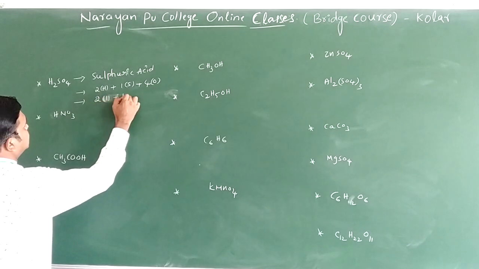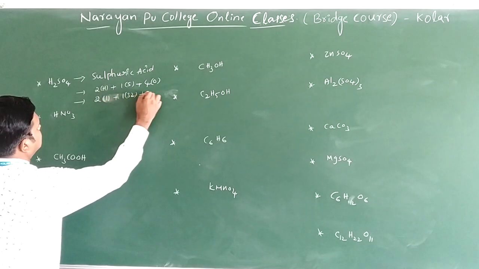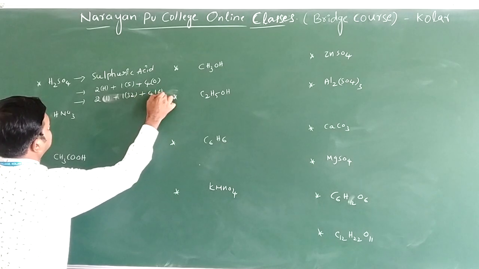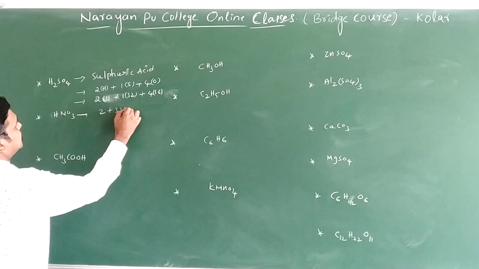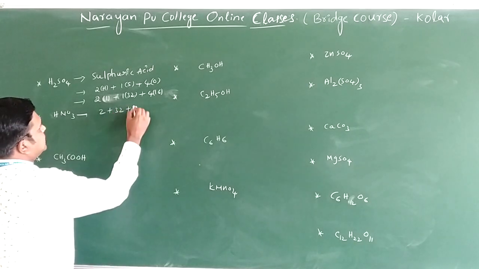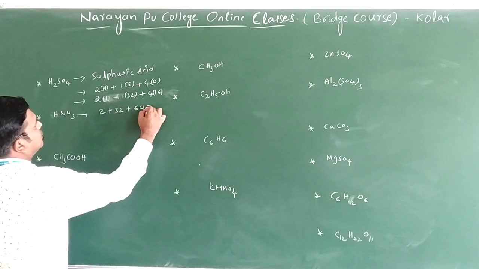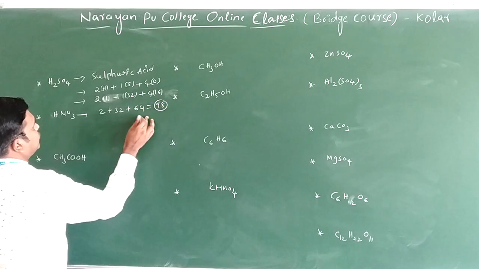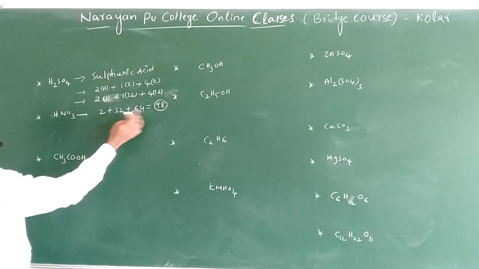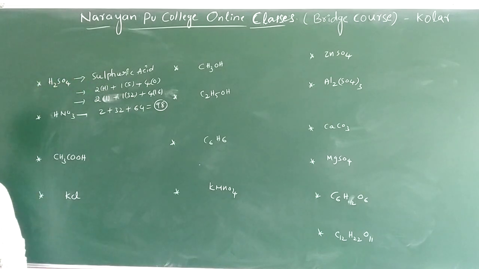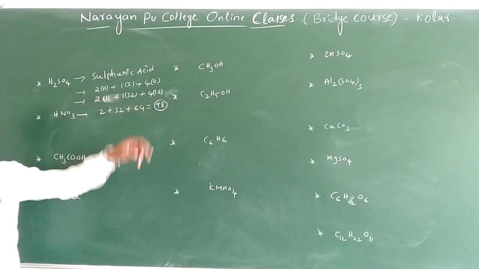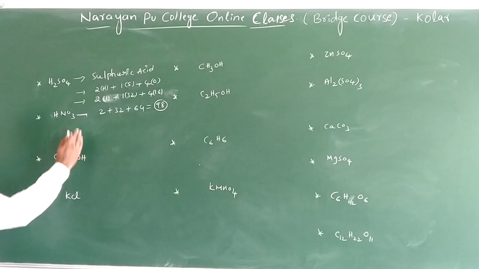sulfur, how much? 32 we have. This is 4 into 16 we have. Clear? So 2 plus 32 plus 64. Total you will get 98. What is the gram molecular weight of H2SO4? 98 is the answer.